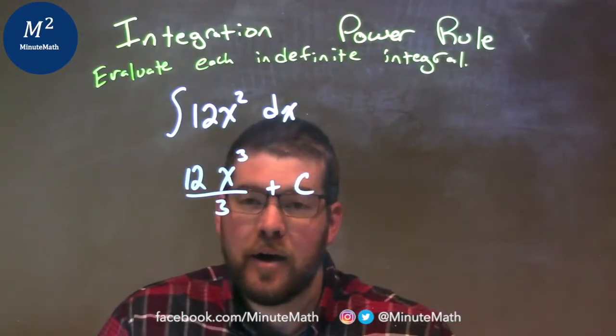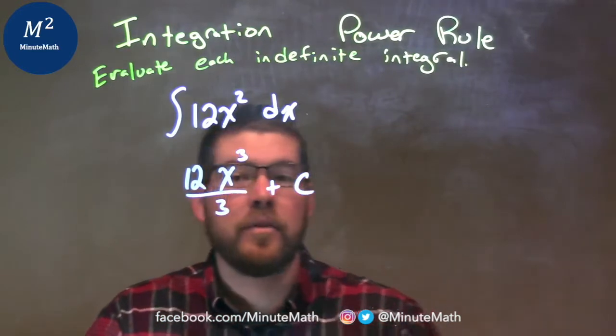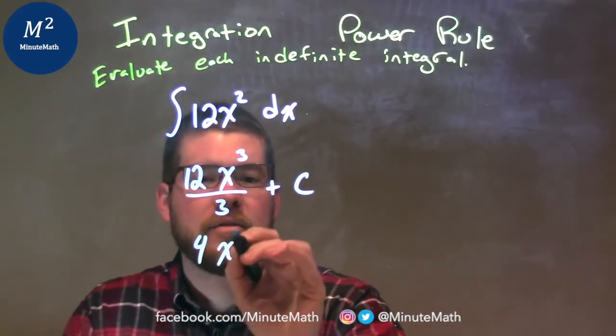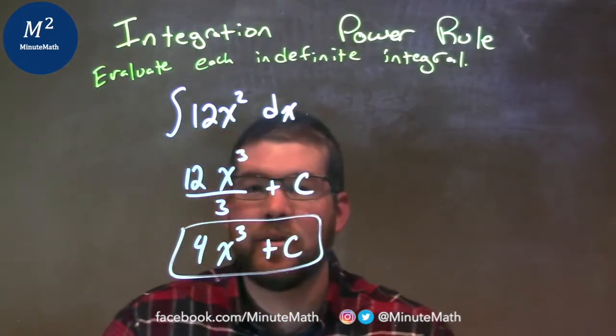So from here, I've taken the indefinite integral, I just need to simplify. 12 divided by 3 is pretty easy, that's a 4. So we have 4x to the third plus c, and that's it. That's our final answer. That's our indefinite integral.